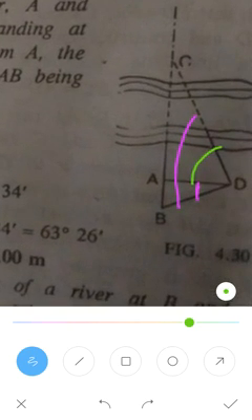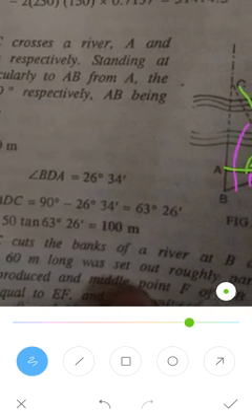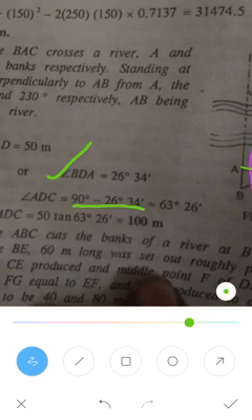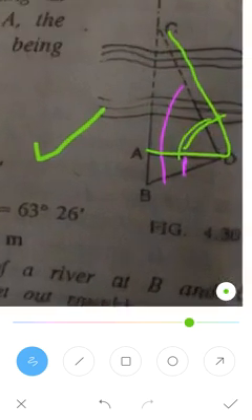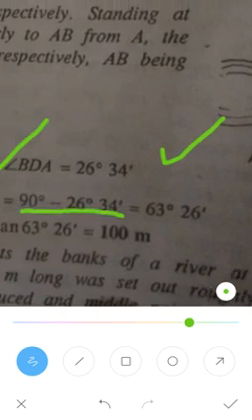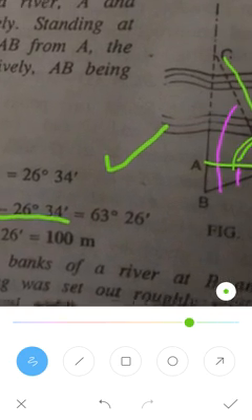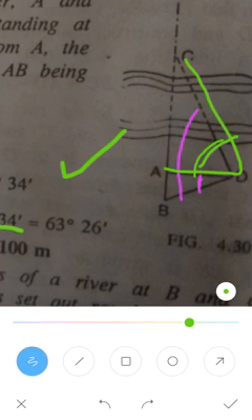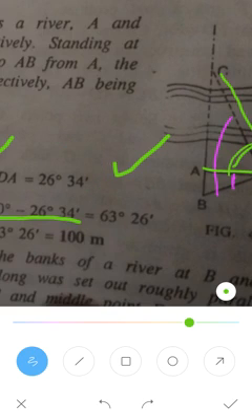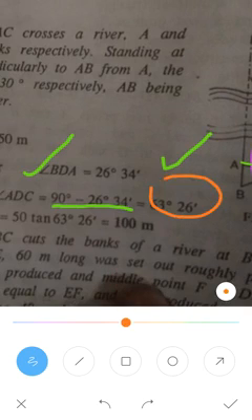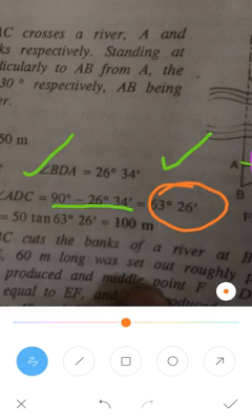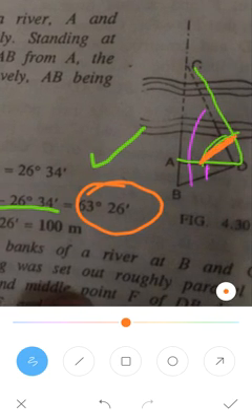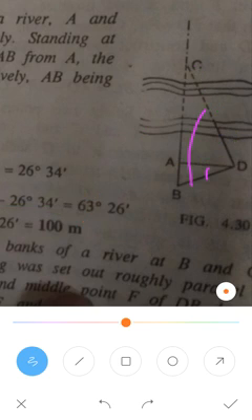Now I want to determine the ADC angle. The ADC angle is equal to 90 degree minus 26 degree 34 minutes, which I found out, the BDA angle shown in purple color. So I am subtracting that. The total is 90 degree, the bigger purple arc. If you take the total angle BDC, that is 90 degree. 90 degree minus this 26 degree 34 minutes, you will get 63 degree 26 minutes. I got the ADC angle: ADC angle is 63 degree 26 minutes. That's my main intention.